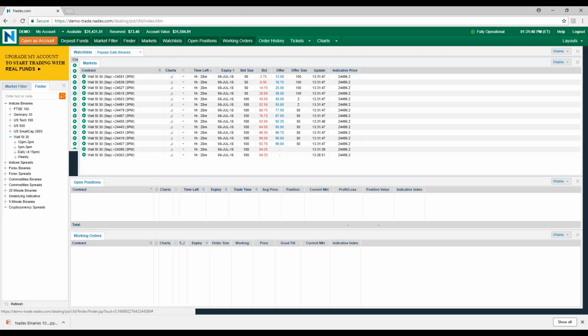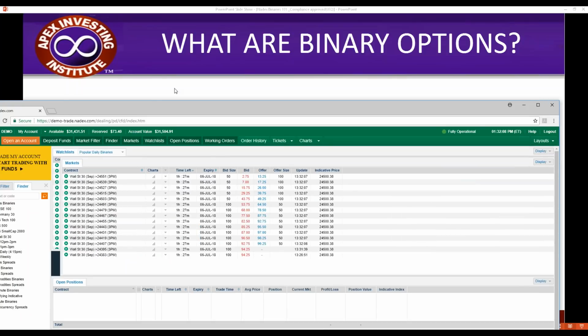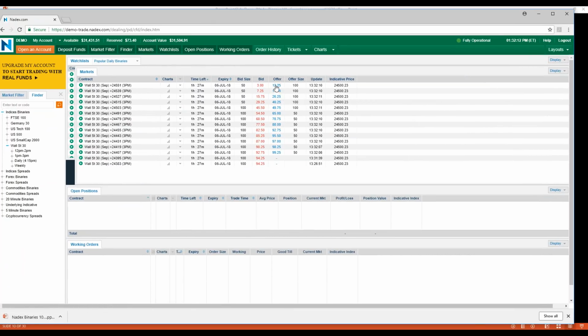Now, let's go a little bit deeper here. You understand the basics of a binary. At expiration, a binary is either worth 0 or it's worth 100. If you notice here on the platform, you see that in the pricing too. Imagine if you drew a 0 up here and a 100 down here. You see the prices are 12, 16, 23, 47, 86, 90.